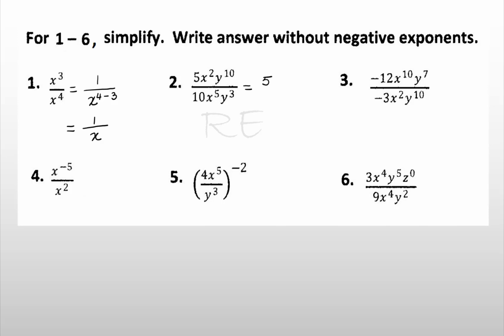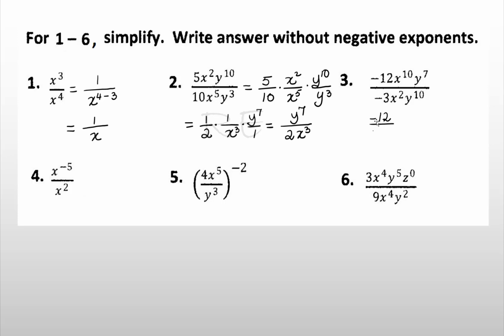First, we'll detach the different factors. 5 over 10, x squared over x to the 5th, y to the 10th over y to the 3rd. 5 over 10 will be 1/2 times x to the 2nd over x to the 5th will be 1 over x to the 5 minus 3, x to the 3rd. Y to the 10th over y to the 3rd will be y to the 7th, 10 minus 3. Now we put them together. Y to the 7th over 2 times x cubed.